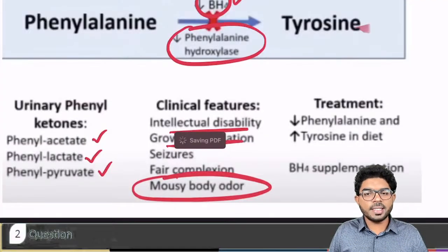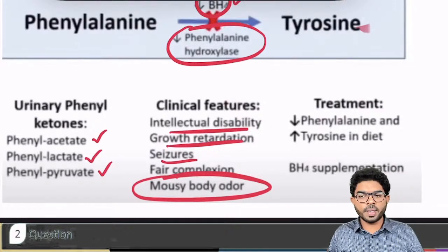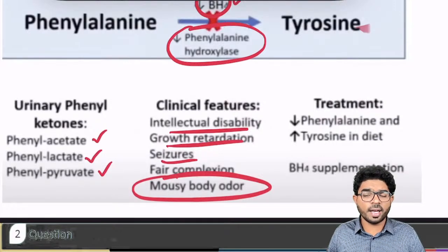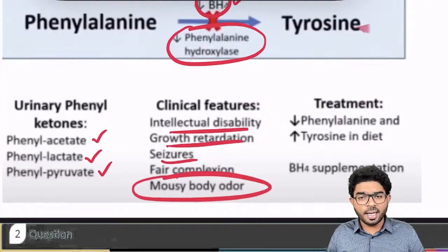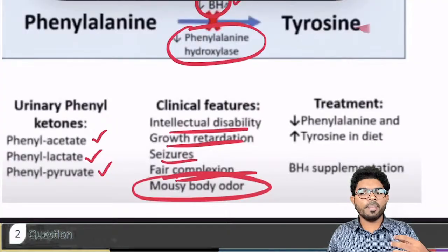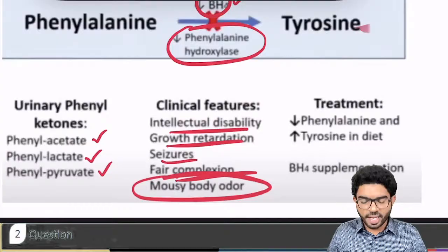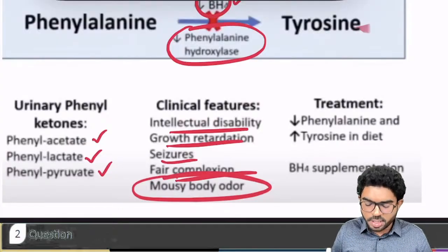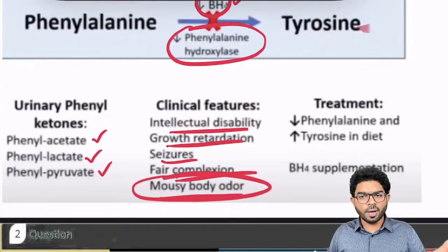and we said the patient is going to have fair skin. Why is the patient going to have fair skin? Because tyrosine is responsible for the production of melanin. Melanin in the body is not there, so the complexion cannot be maintained. The baby cannot be dark in color like her parents. So that is the reason why we have fair skin. You have a mousy odor in the body or urine.